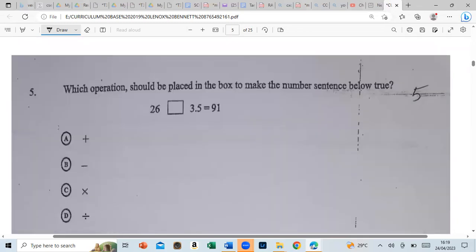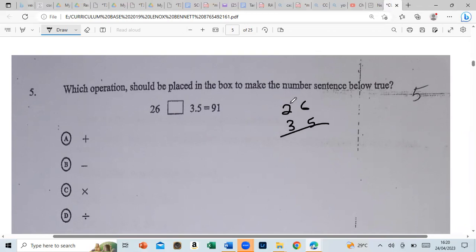Which operation should be placed in the box to make the number sentence below correct? Is it addition: 26 plus 3.5, is that equal to 9.1? Or is it 26 minus 3.5 equal 9.1? Or is it 26 times 3.5 gives you 91? Let's test out the multiplication one, guys, to see if it's that. In an exam, you don't want to take anything for granted, right?